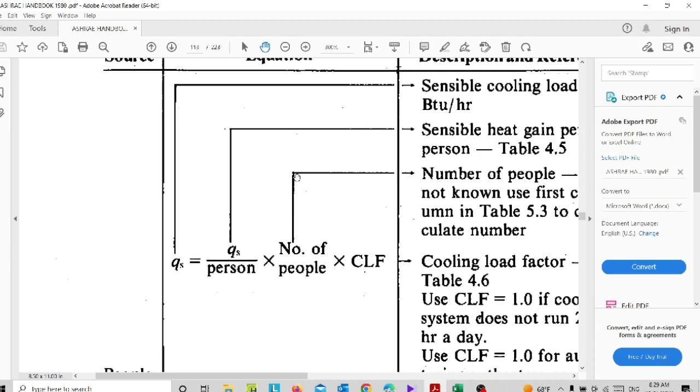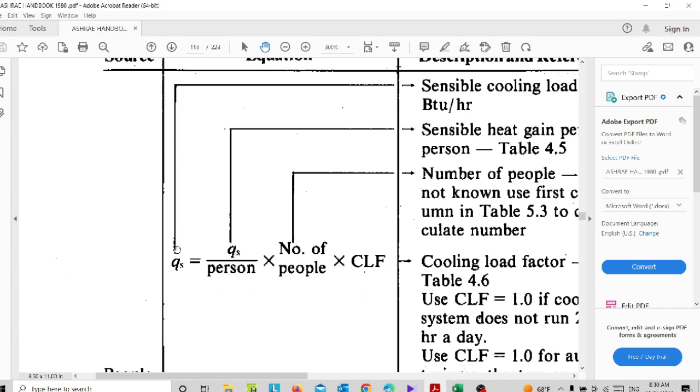In this class, we will start to learn about the latent heat load. For that, we are going to start with people. When it comes to people, as we all know, there are two types of loads. One is sensible load, and the other one is latent load. So, we are going to see the sensible load now.